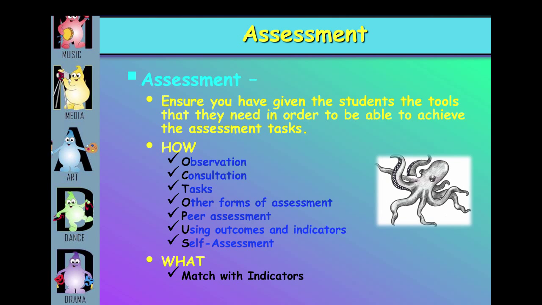When you come to assessment, ensure you have given the students the tools that they need in order to be able to achieve the assessment tasks. You need to show how it's being assessed and what is being assessed. How you can use observation, consultation, tasks, other forms of assessment, peer assessment, using outcomes and indicators, and self-assessment. And I've used the acronym OCTOPUS to help you remember those 7 different aspects of assessment. And what? You need to match the assessment with the specific observable indicators you've written at the top of the program.